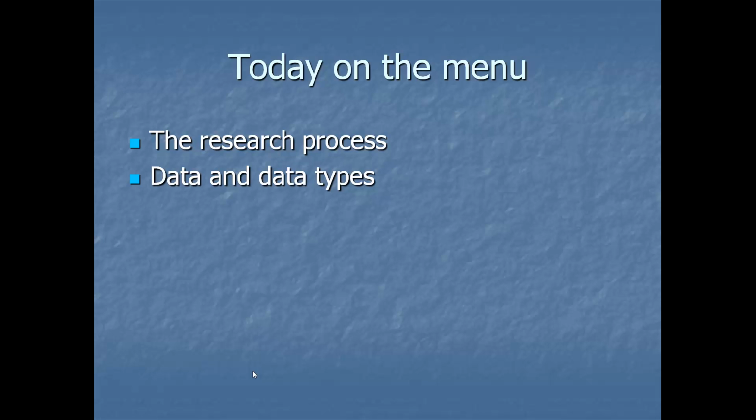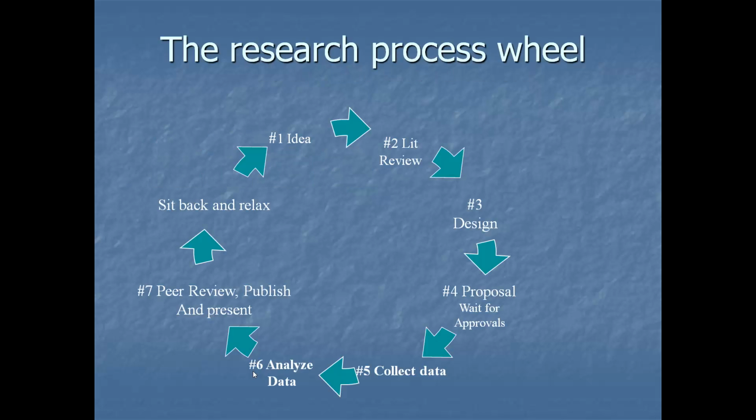In this video, we're going to look at the research process and data types, and nothing else. The research process. One way to organize or make a pattern of the research process, and you could have all kinds of quibbles about it, is the research process wheel. And we start off always with some sort of an idea. And these things kind of work together.